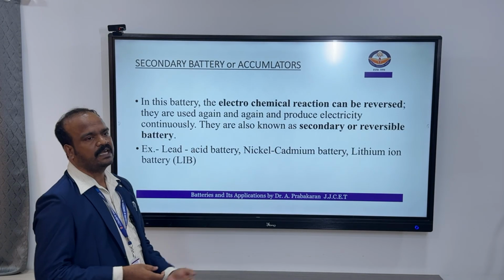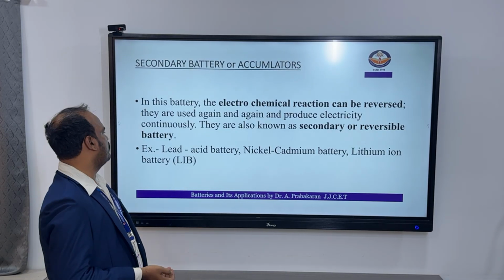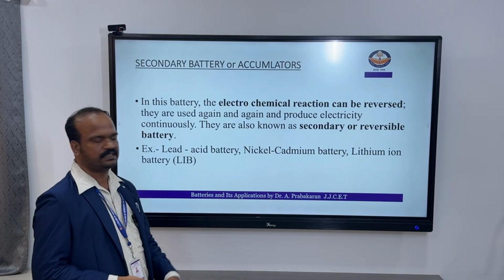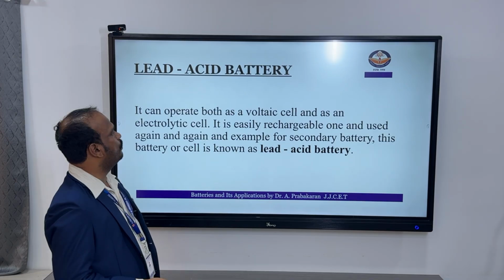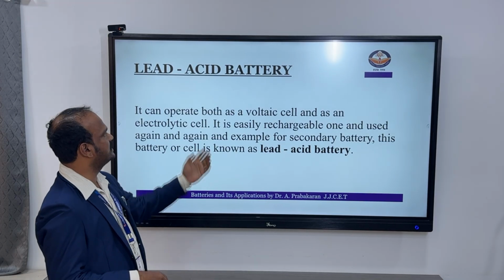This is the secondary battery, the accumulator. It is capable of being recharged. For example, we know the lead acid battery, the nickel battery and the lithium ion battery, LIB. So first we discuss the secondary batteries one by one, starting with the lead acid battery.